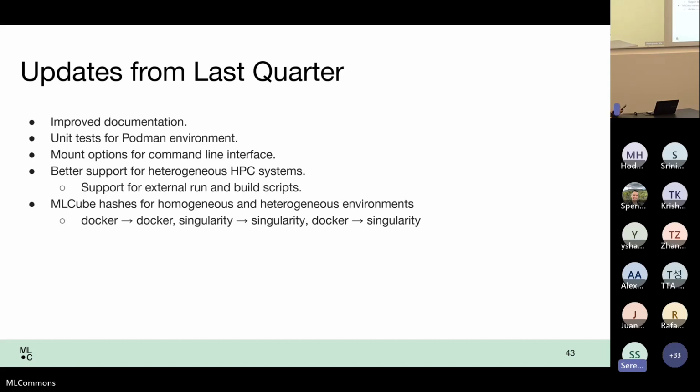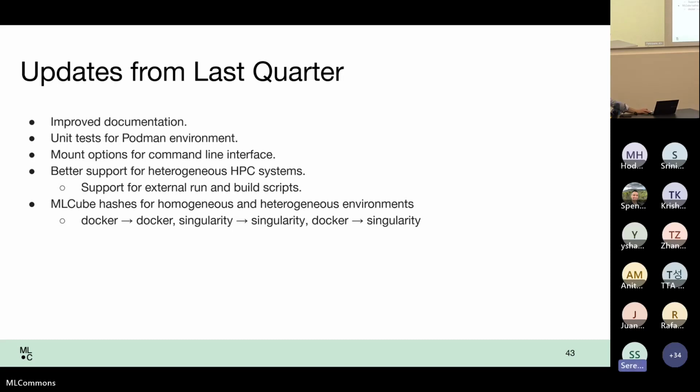And also the biggest update from the last quarter, essentially the last item in this list, is we are now supporting so-called MLCube hashes for homogeneous and heterogeneous environments. So MLCube can confirm that it's running what it's supposed to be running. So no matter whether MLCube is distributed originally as Docker or Singularity, right? If it's Docker, and then we run on systems where we have Docker or Singularity, in all these cases the hashes of the original MLCube are computed correctly, and that was a pretty big deal, I think, for this quarter.